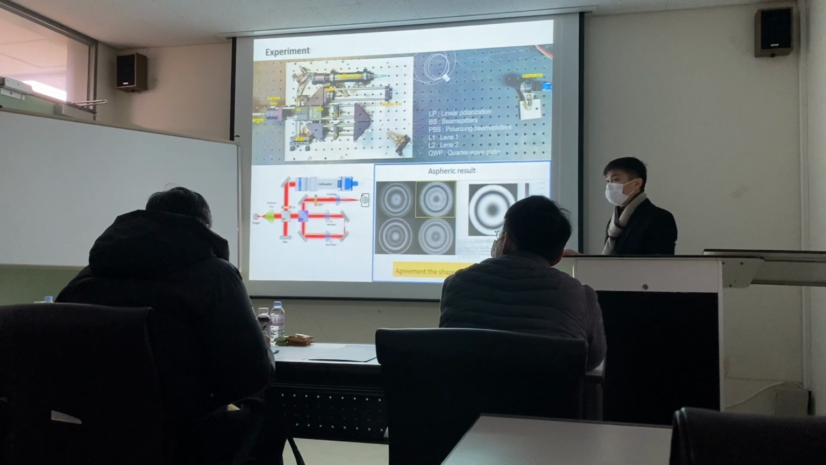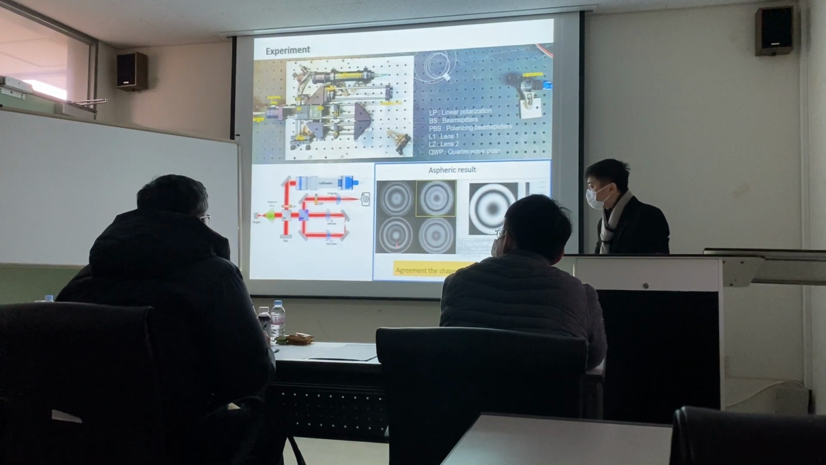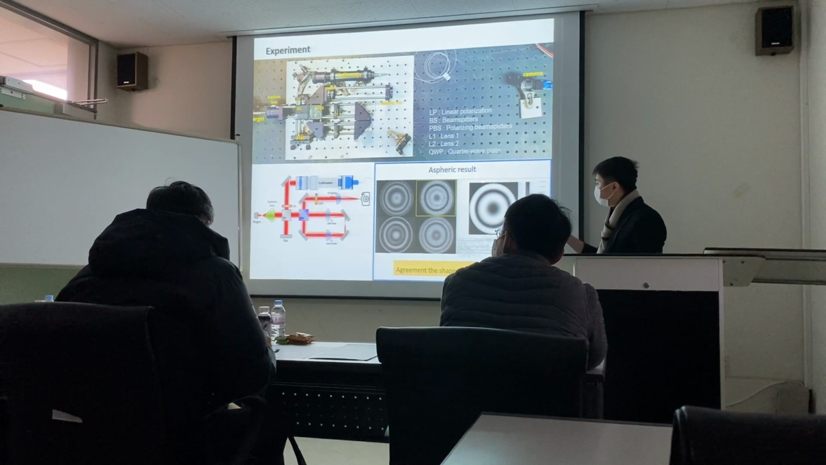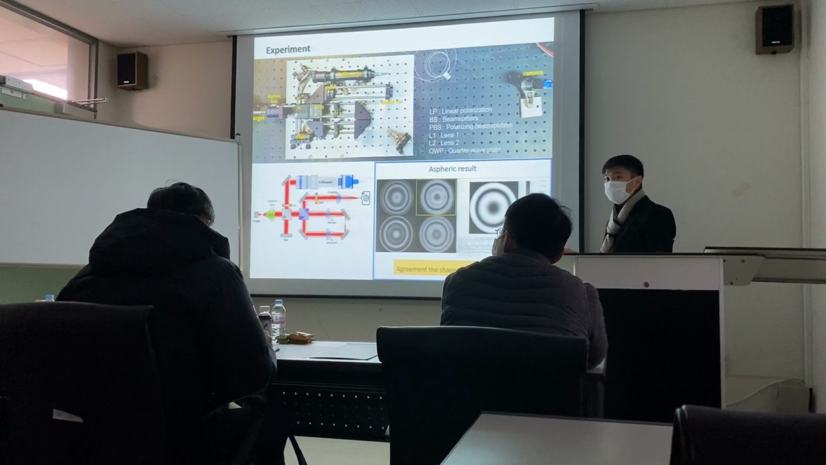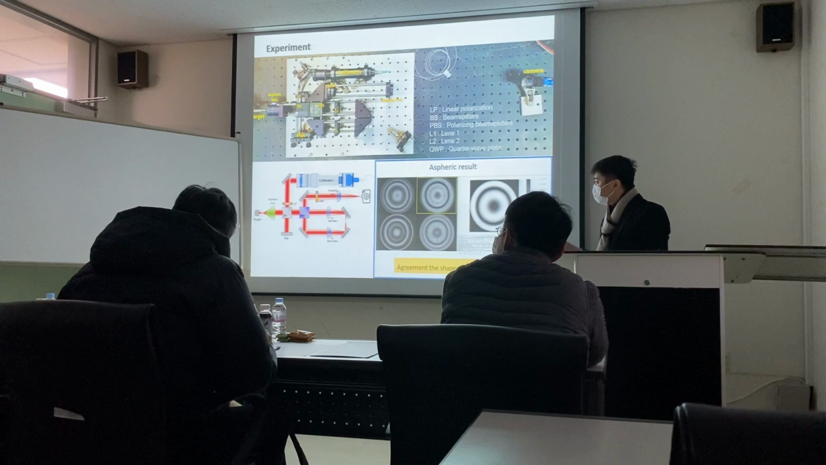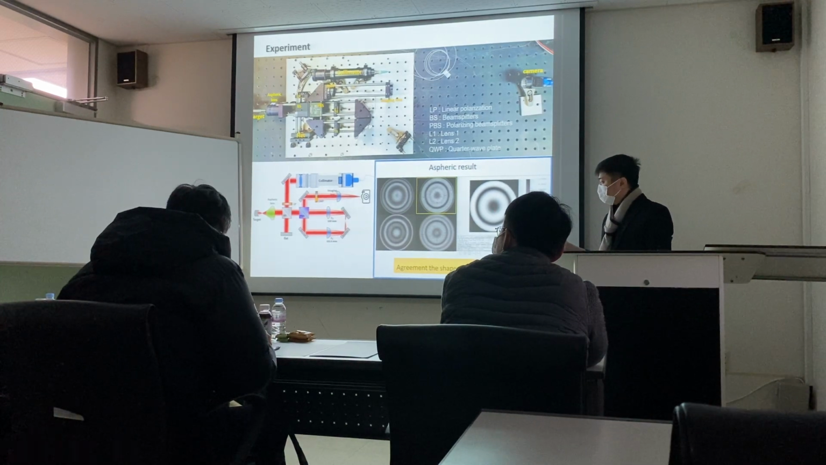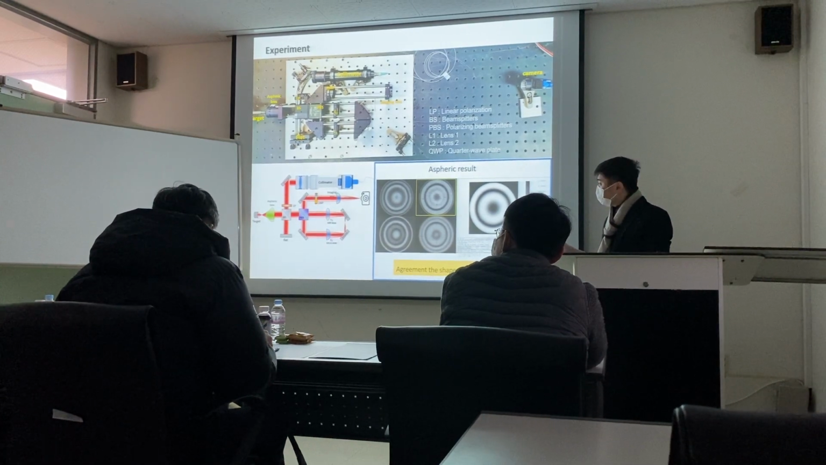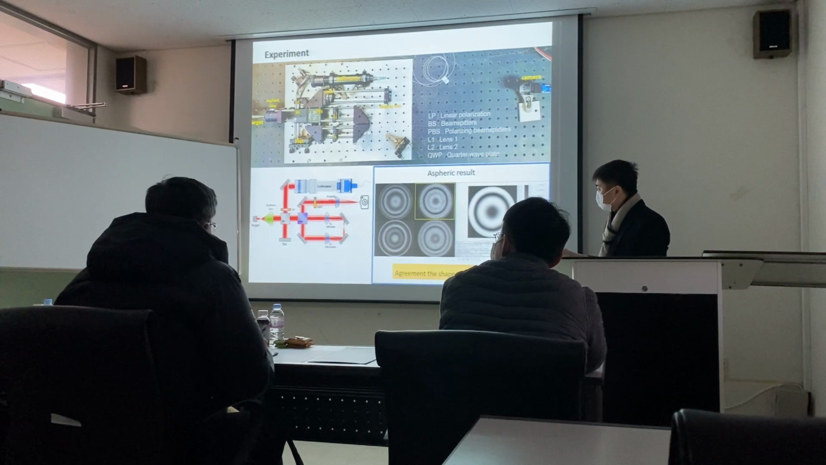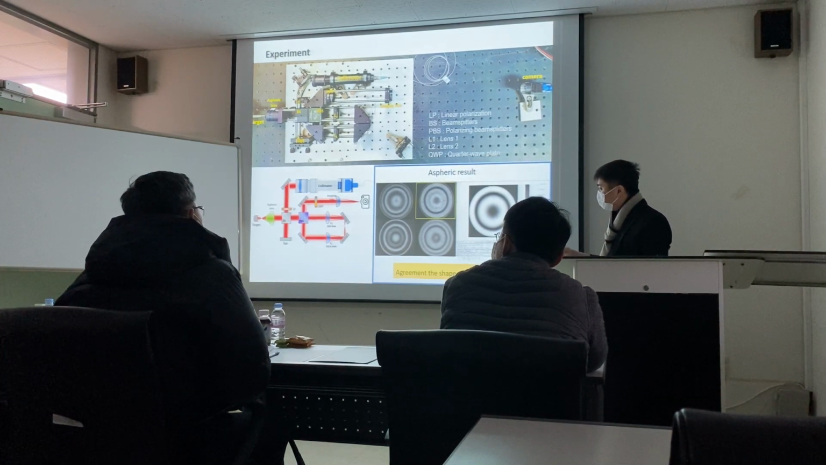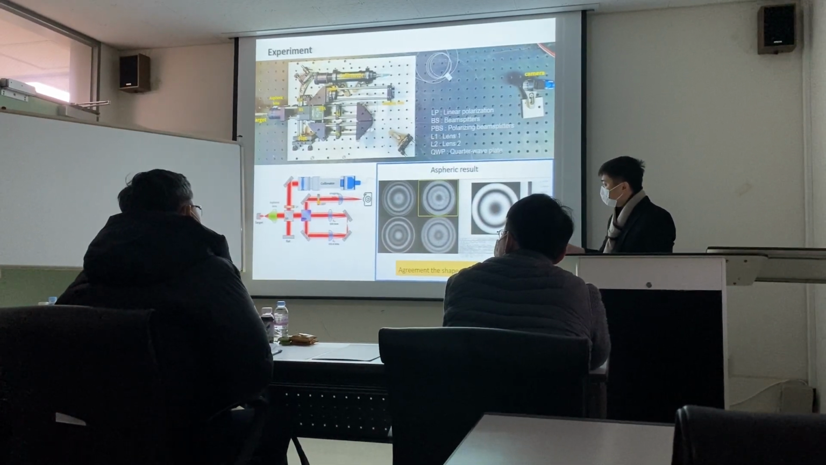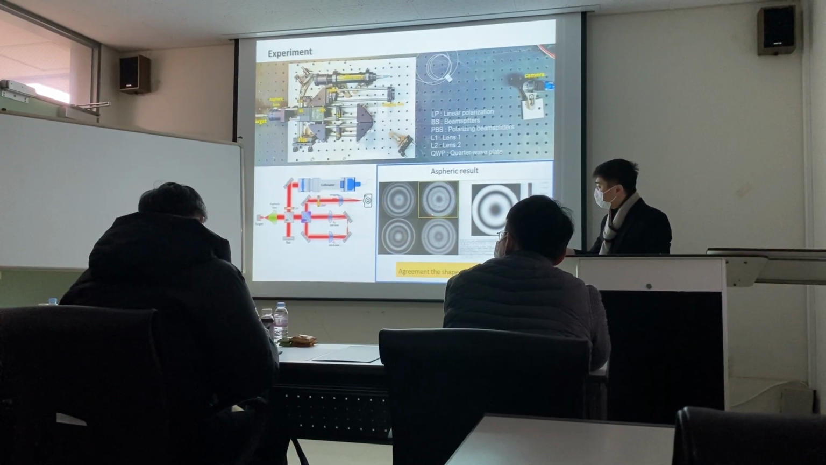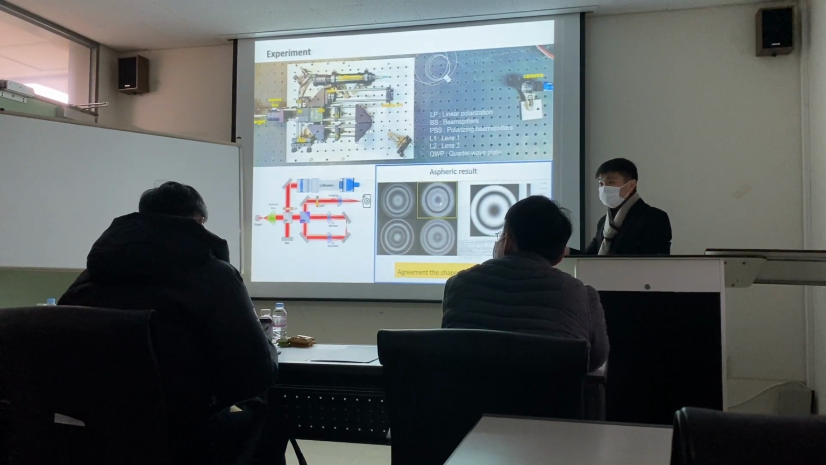This is the aspect result. So here is the experiment result, and here is the simulation result I described before. In here, the shape of the experiment and simulation is in agreement. This is dot, prime, dot, prime, dot. It's the same like this: dot, prime, dot, prime, dot.